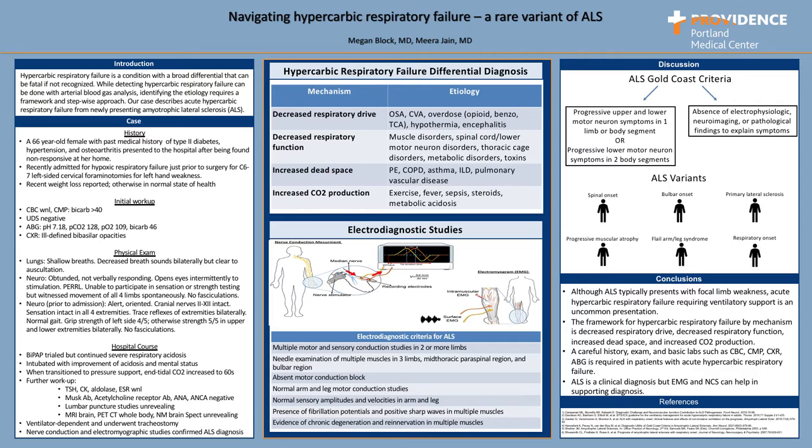ALS diagnosis has shifted towards using the Gold Coast criteria, and that criteria is defined as progressive upper and lower motor neuron symptoms in one limb or body segment, or progressive lower motor neuron symptoms in two body segments. So one of those with the absence of electrophysiologic, neuroimaging, or pathological findings to explain symptoms.